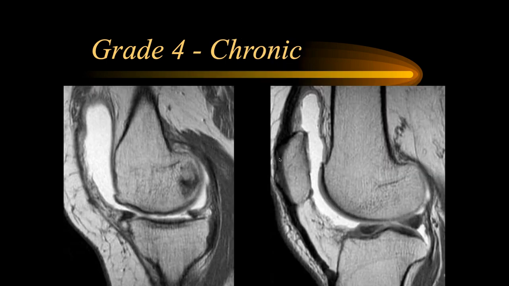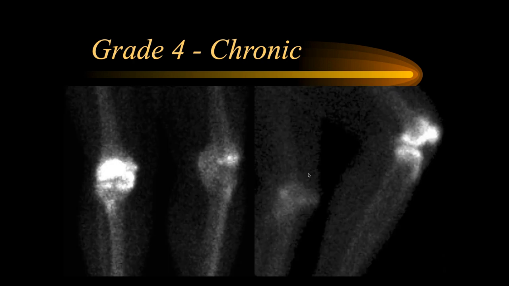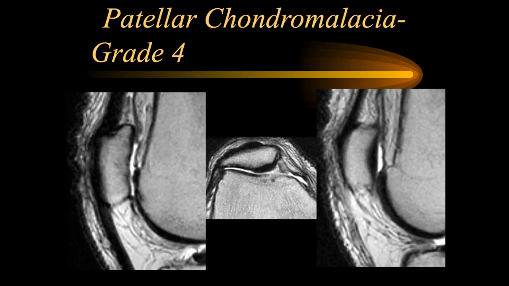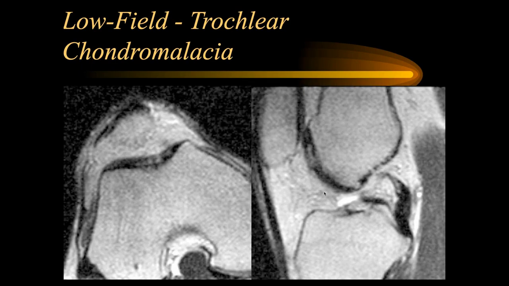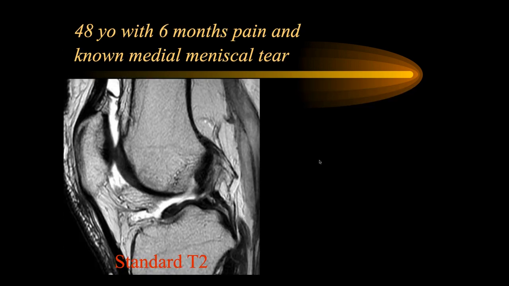Oh, good, John, great. Anyway, I have some chronic grade 4 here on the patella, full thickness, and just a bone scan showing the increased uptake there. Again, grade 4 full thickness defects, a lot of bony irregularity in the lateral facet of the patella. And just more, again, full thickness, grade 4 disease. And you can see these with low field. We don't see it nearly as well. So high field imaging is really much better for the articular cartilage.